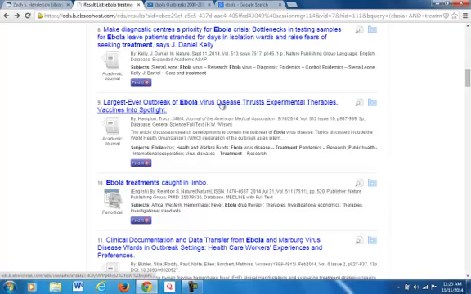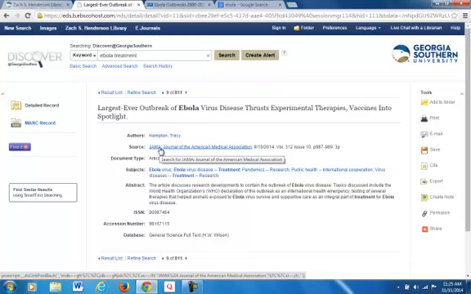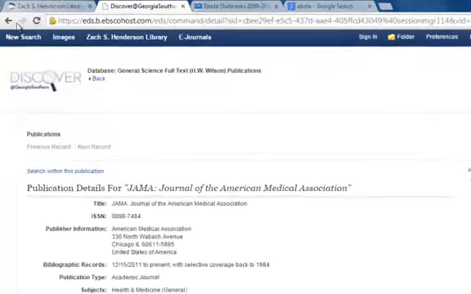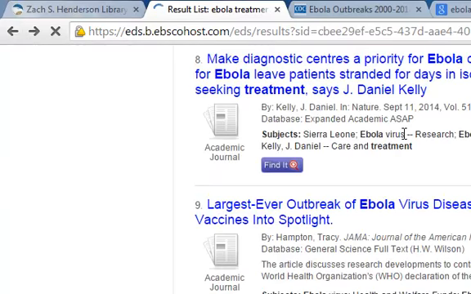Yeah, so here's another one on experimental therapies and vaccines. Okay. Okay, I still don't know how to get to these things. Hang on. Okay, so I just clicked on the find it link because I don't know how to get to the actual articles.